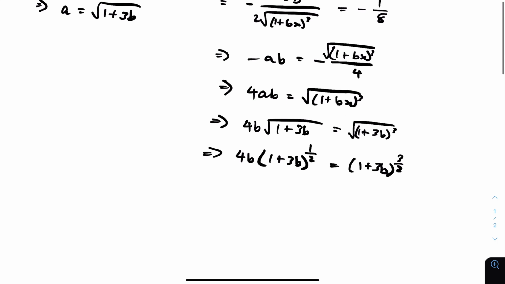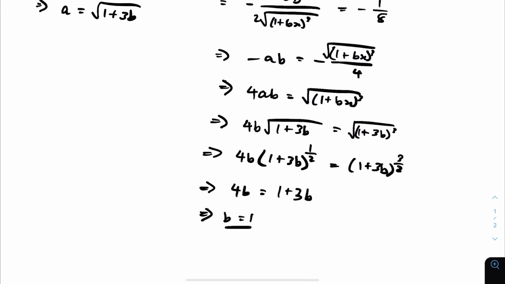If we divide everything by (1 plus 3b) to the power of half, we get 4b is equal to (1 plus 3b) to the power of 3 over 2 over (1 plus 3b) to the power of half, which is just 1 plus 3b. So therefore, b is equal to 1. And this method is a lot more simple when you're tackling these kinds of questions.